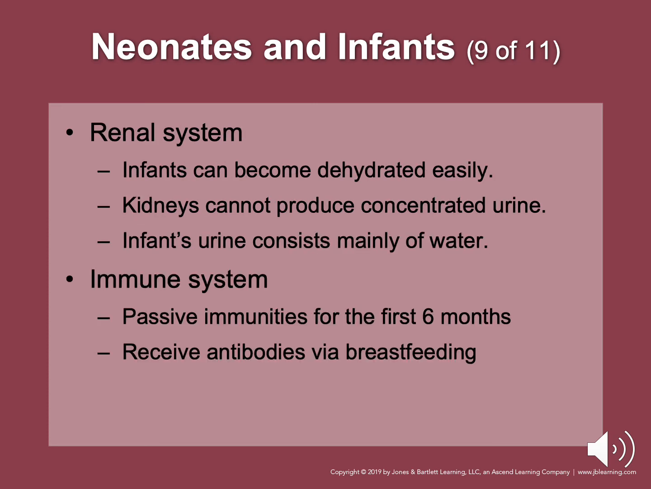In the renal system, infants can become dehydrated easily because the kidneys cannot produce concentrated urine. An infant's urine consists mainly of water, which can cause the development of electrolyte imbalances. I always think about that when you have an infant that has been vomiting frequently. For the immune system, in the first 6 months of life, the immune system maintains some of the mother's immunity, so the infant naturally acquires some passive immunity. The infant can also receive antibodies through breastfeeding.